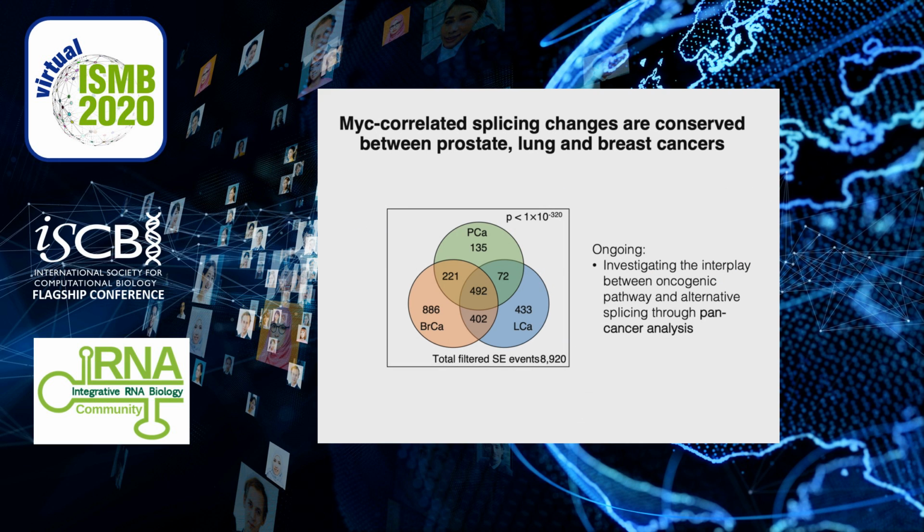The very last question we asked in this analysis is whether this is a prostate cancer specific phenomenon or is more generic. We expanded this analysis to 2 other human epithelial malignancies. We found that there's a conserved set of splicing events associated with MYC oncogenic activation. So one of the ongoing works is to investigate the interplay between oncogenic pathways and splicing on a pan-cancer scale.